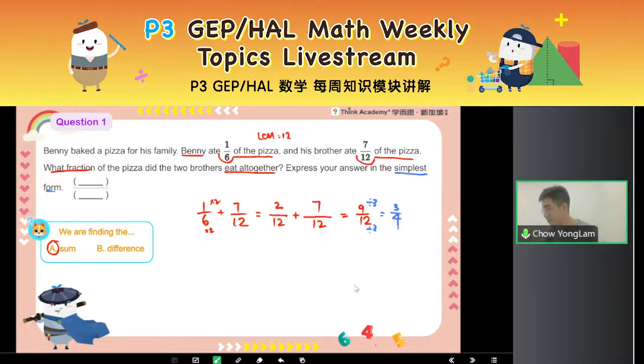And can you divide further? You cannot divide further, right? So my answer is 3 over 4. That is how you get the correct answer. Okay, any questions so far?